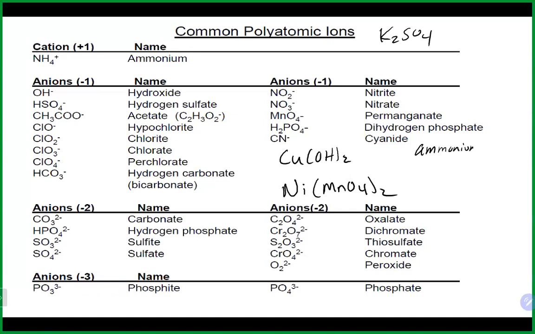And why don't you also write the formulas for ammonium sulfide. We'll do iron 2 chlorate. And let's do sodium sulfite. All right, so give names for the ones that are formulas, and give the formulas for the ones that are names.